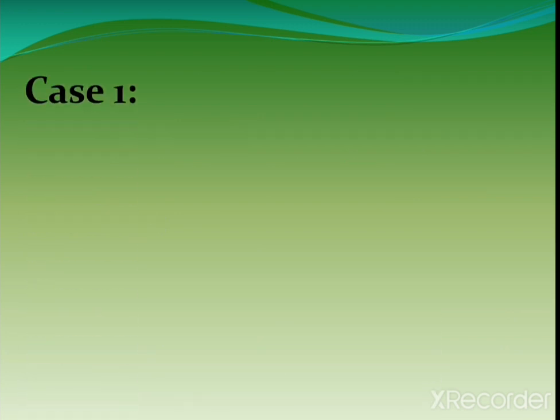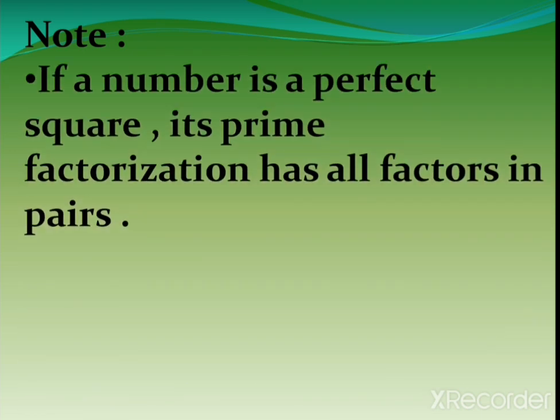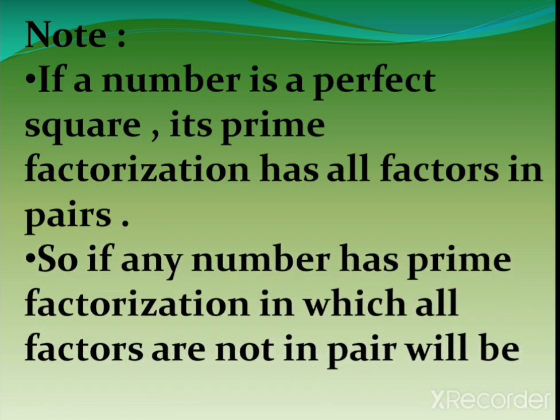Now, what if somebody asks you, the number is not a perfect square, how can you make it a perfect square? By multiplying or dividing it by some number. The way I'm going to tell you is that if a number is a perfect square and you do its prime factorization, all of its factors will be in pairs. But if it's not a perfect square, its prime factors will not be in pairs.